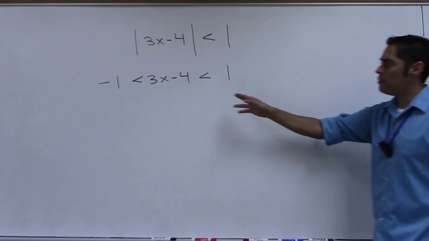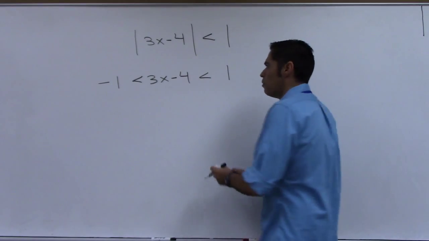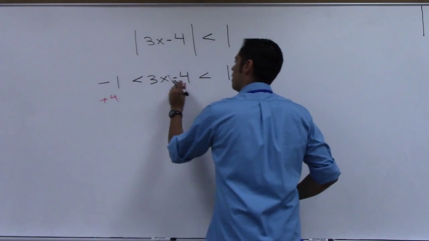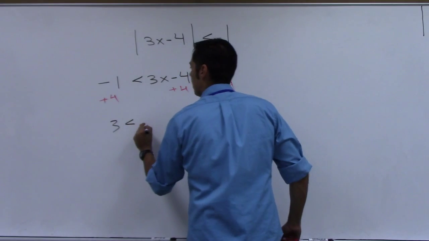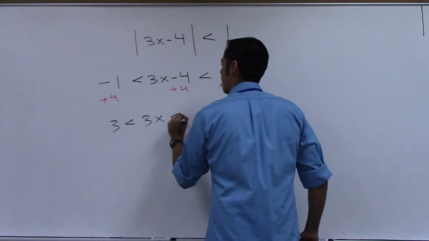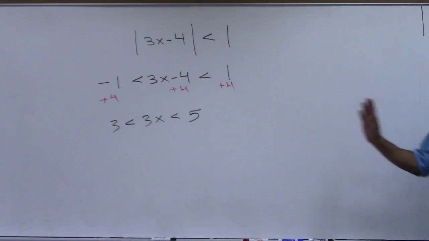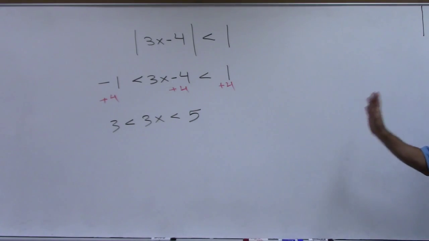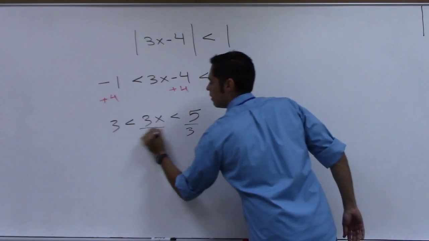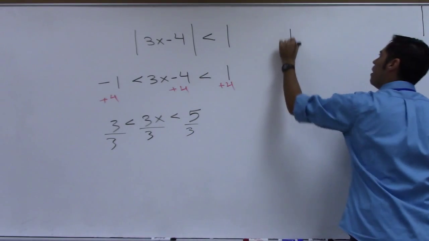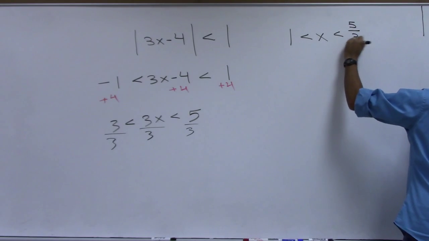Now, let's get x in the middle by itself. So what I'll do first is get rid of the -4. I'll add 4 to everything. If I add 4 here, here, and here, I get what? 3 is less than 3x is less than 5. And now I divide both sides by 3. Or both sides, divide everything by 3, I'm sorry. And what do you get? 3, 3, 3. 1 is less than x is less than 5/3. Right?